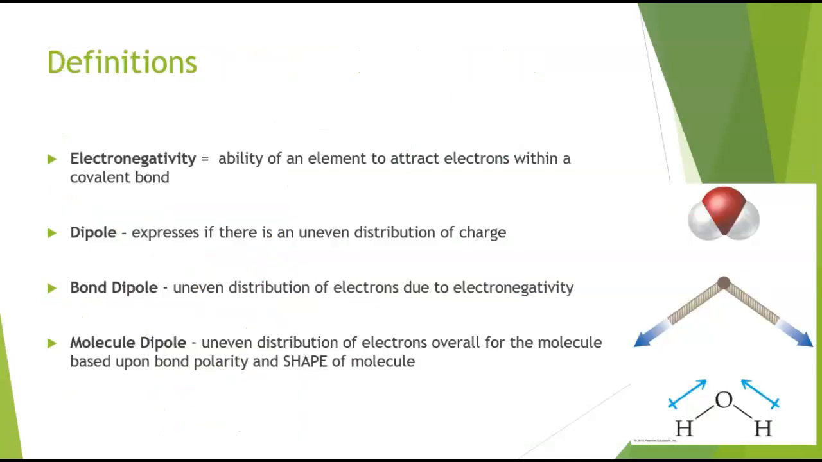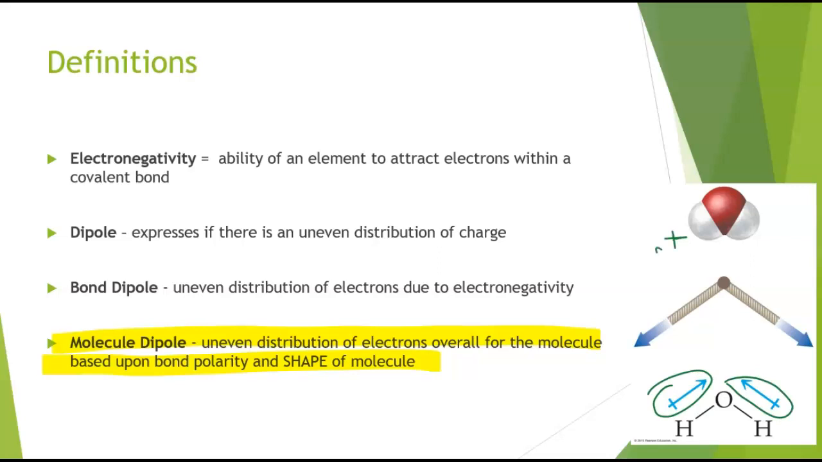Right, so the last thing to define and look at is what a molecule dipole is. This is an uneven distribution of electrons overall for a molecule based upon the polar bonds and the shape of the molecule. This is talking about whether the molecule is polar or nonpolar. The example given is water. Water has these bond dipoles drawn here, which means that hydrogen is partially positive and oxygen is partially negative. The dipoles don't cancel out, and because of that, this is a polar molecule that has a dipole or has a charge.